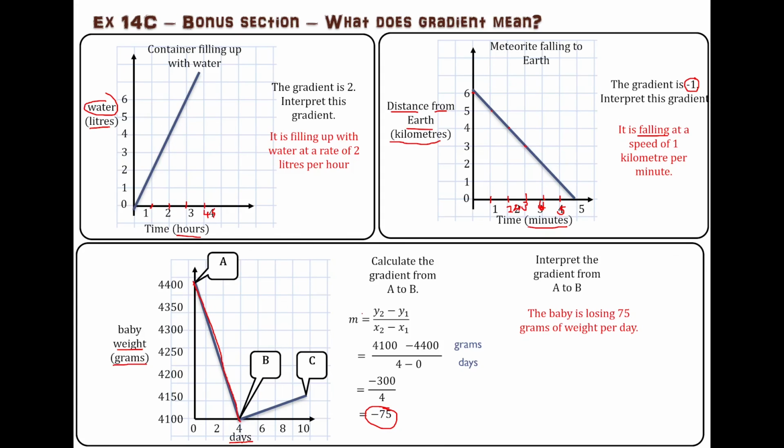So the gradient tells you how fast something is changing, and it says if I move across 1 unit, how much does it go up or down? If I move across 1 unit, this goes down 1, hence -1. If I move across 1 unit, this goes up 2, hence the gradient is 2. If I move across 1 unit, it goes down 75, hence the gradient is -75.